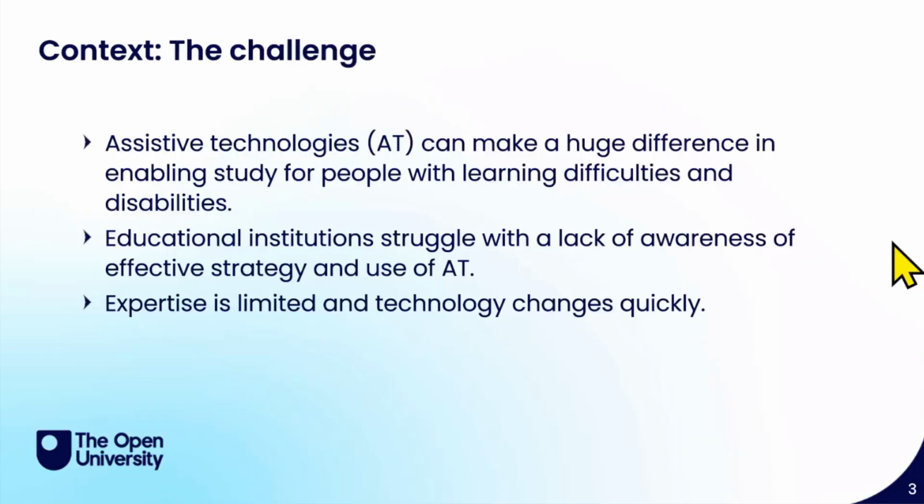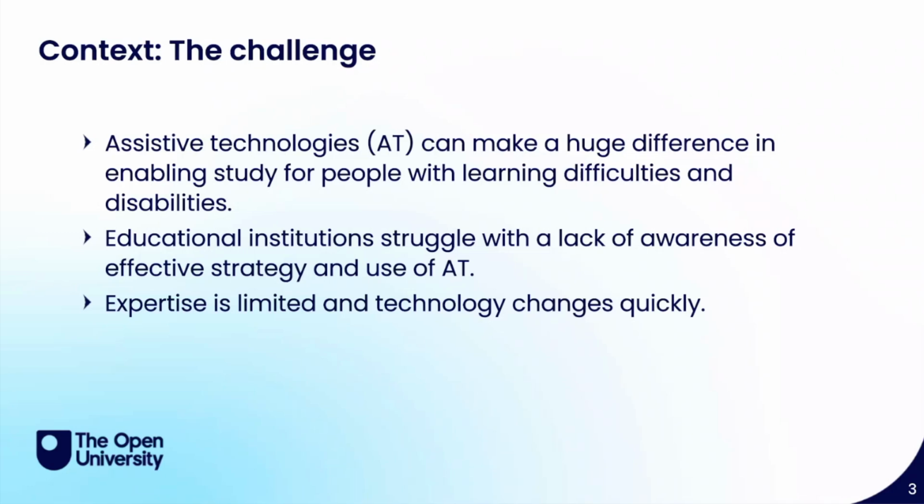So to start us off, the challenge that we're interested in here, and as I say, this is very much a joint interest, is that assistive technologies can make a huge difference in enabling study for people with learning difficulties and disabilities. We're very aware of that at the Open University in terms of how we support our own students, with a large population of students declaring disabilities and getting support in various ways, but also looking at how we make things more accessible by design. So the role of assistive technologies is there.